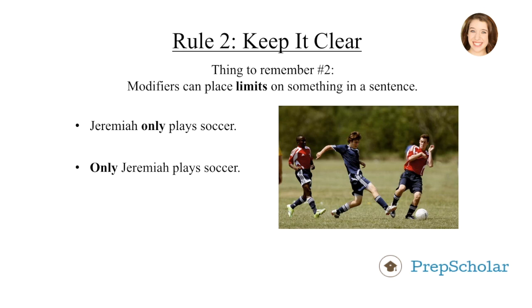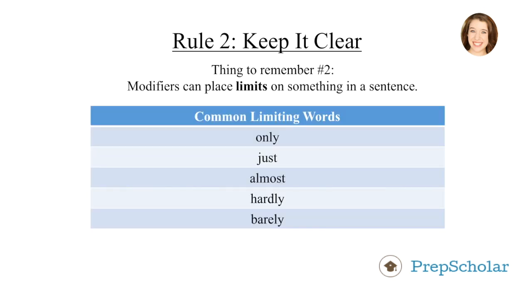And I would say that's a pretty good sign. What we want to make sure is that whenever we're using a limiting modifier, it's placed in an extremely clear manner so that we know exactly what's going on in the sentence. There are a couple of common limiting words. Words like only, just, almost, hardly, and barely place a limit on something happening in a sentence. Now that we've gone over rules 1 and 2 on keeping your modifiers close and clear, we've talked about some of the different ways these can be applied to comparisons and limits.